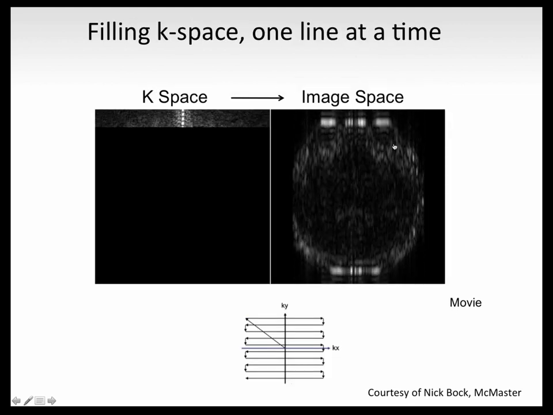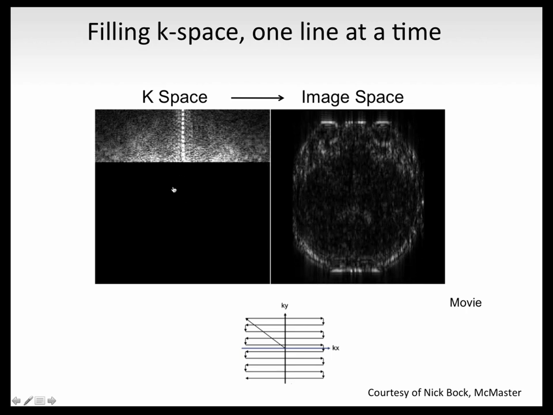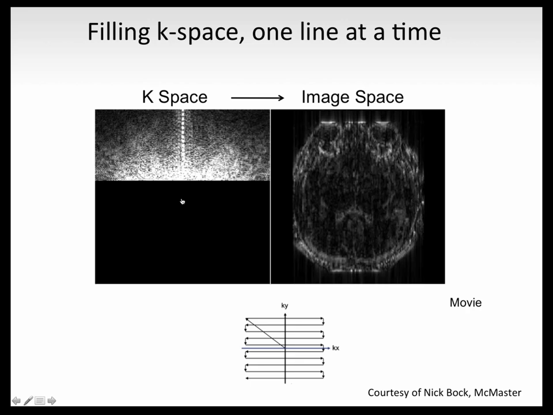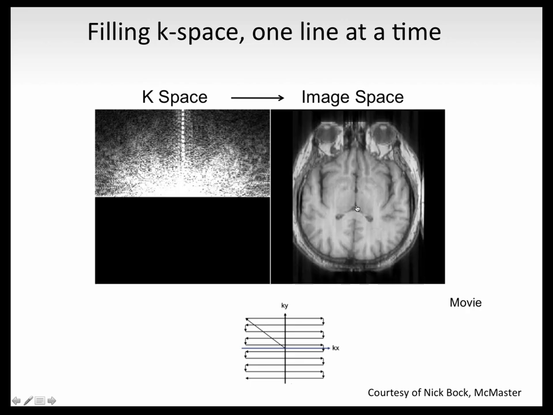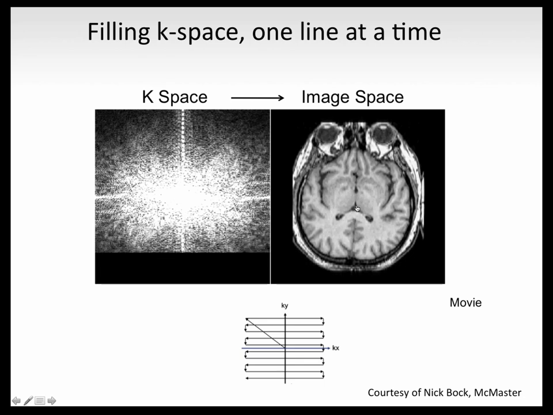You'll see the high frequencies are coming in as you start at the outside, and as you come in the middle, that's where most of the very low spatial frequencies are, and the image will just pop into focus and sharpen as you go. So this is how an EPI acquisition goes, filling out the outside high spatial frequencies, and then all of the data happens to be in the middle.